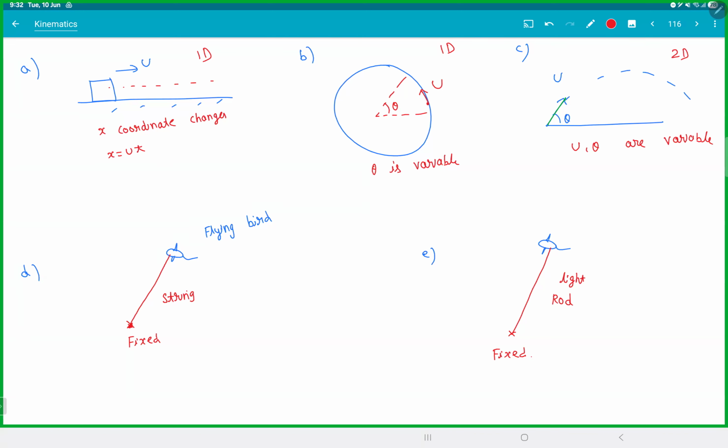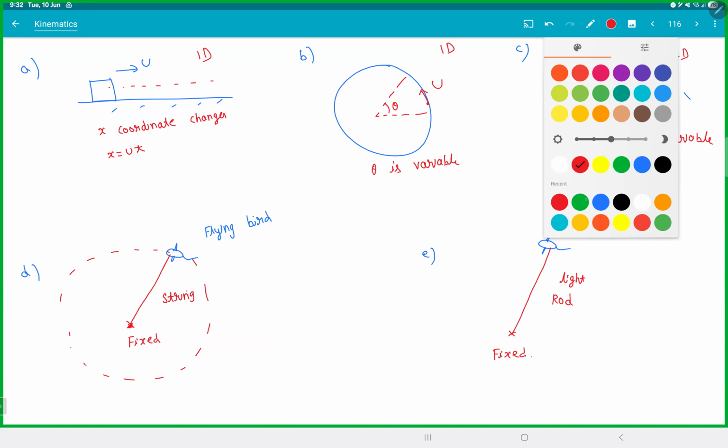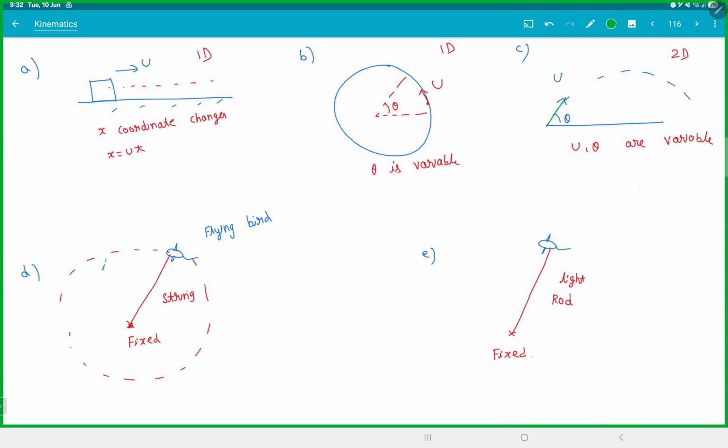So what about 3D? If you have a string, how can the bird fly? The bird can fly inside, the bird can fly outside, it can fly throughout the sphere, isn't it? It flies in a 3D space, volume. So X, Y, Z, all three coordinates can change. Bird can move within the sphere. It can come inside, it can go outside, it can fly on the surface.